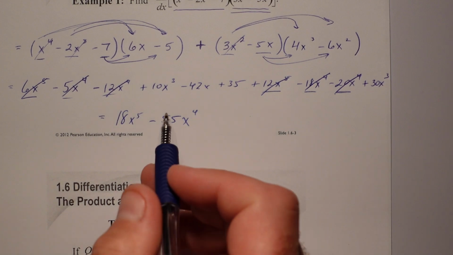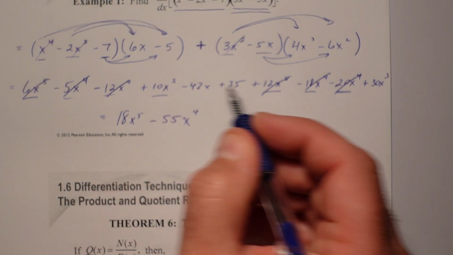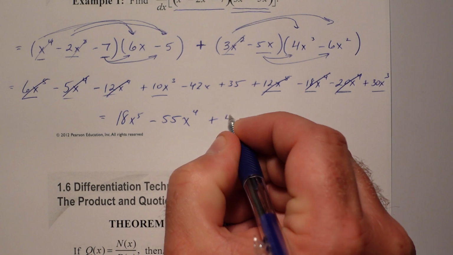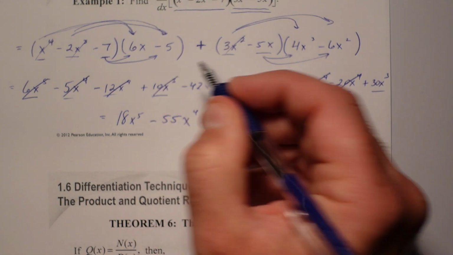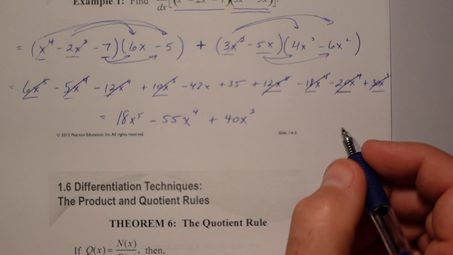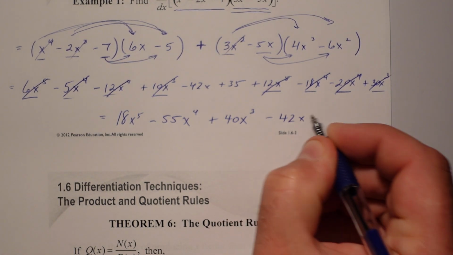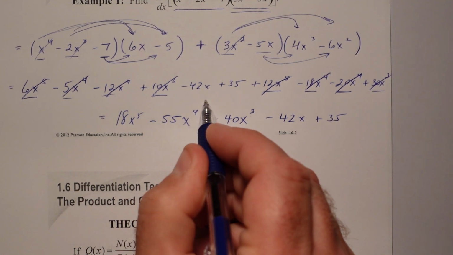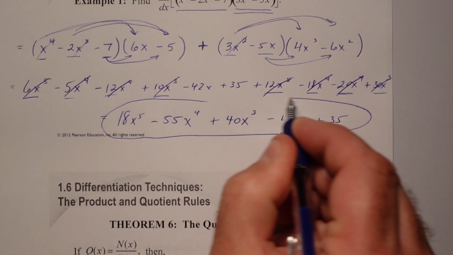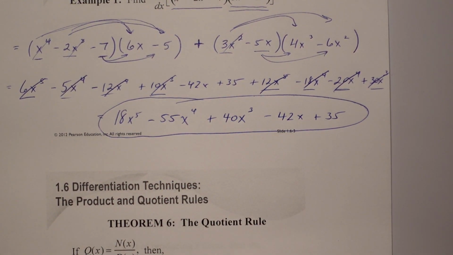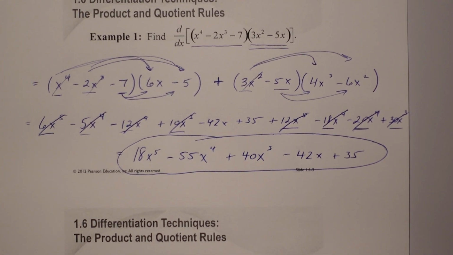For the x cubes, we've got a 10x cubed, a 30x cubed, a total of 40x cubed. Cross those off. And then our final two terms, minus 42x plus 35, and that whole thing makes up our final answer. So the real work, I feel like, with that example and with a lot of these examples that we're going to encounter is not the calculus so much as the algebra. So again, that's an illustration of what we call the product rule for derivatives.